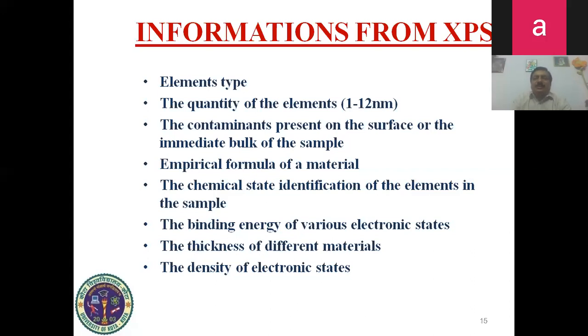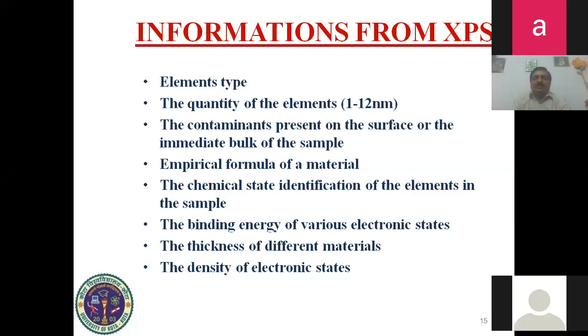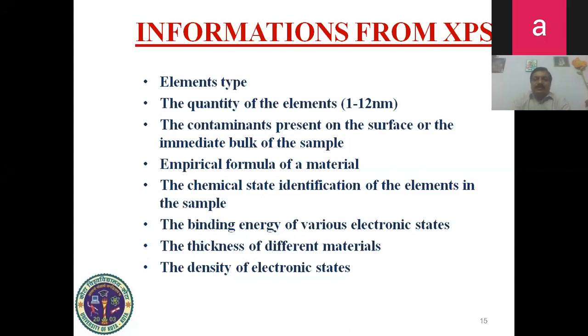The quantity of an element up to 1 to 12 nanometer, we can determine how much quantity of the element. Like if we are talking about cerium oxide, cerium is available in 1 and oxygen in 2, a 1:2 ratio, that we can determine even in ppm and ppt also. The contaminants present on the surface or the immediate bulk of the sample. We all know that our samples are exposed to the atmosphere. That's why they are contaminated with oxygen as well as hydroxyl groups, and other contaminants are also present on the sample. That we can see with XPS.